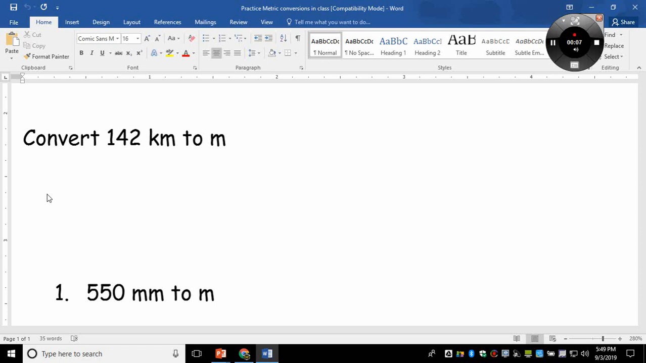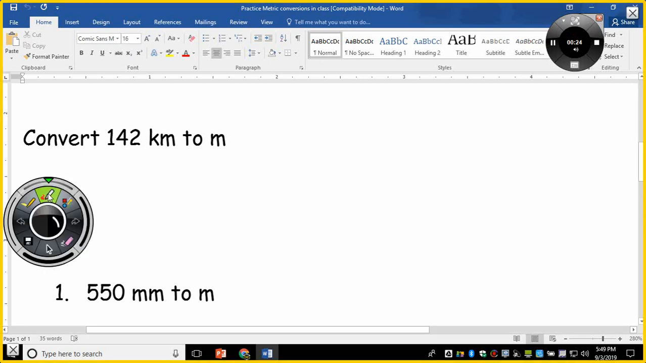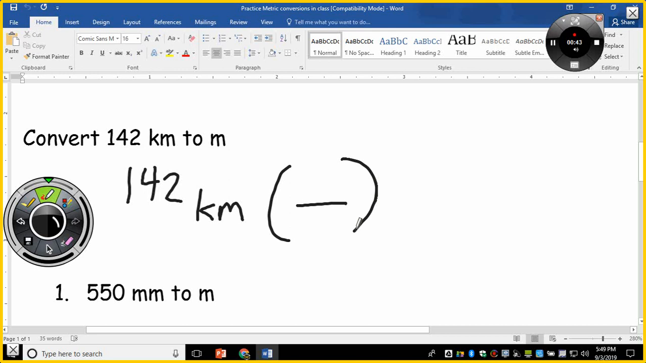This is the second one we're going to convert. We're going to convert from 142 kilometers to meters. We're going to convert using our TIE fighter. So the first step we do every single time when we're making this type of problem is you write out your given. So my given is my 142 kilometers, and my beginning unit is kilometers. I'm going to set up my TIE fighter, or my fraction, and my equal sign.